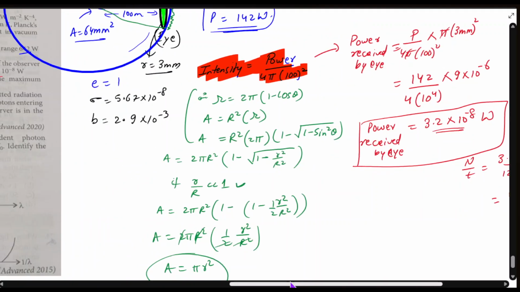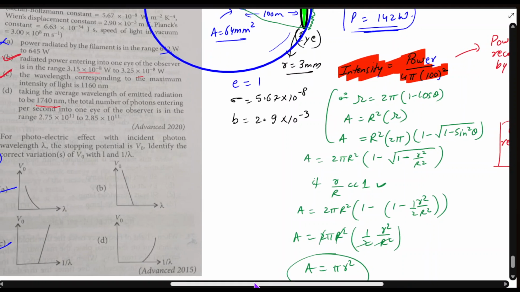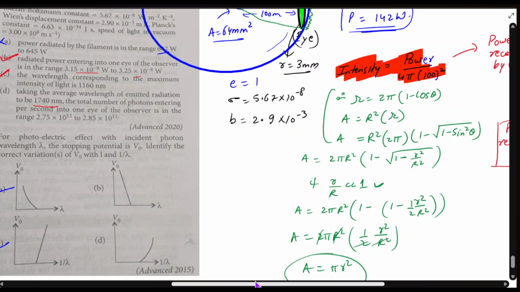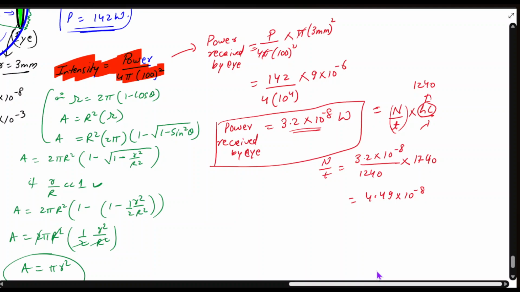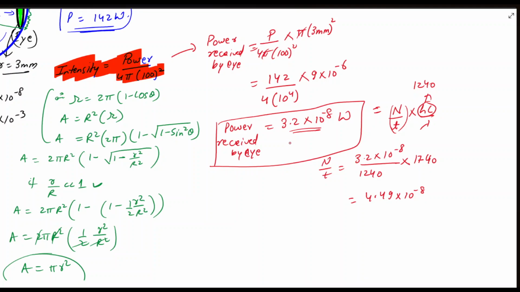Is the wavelength in nanometer or angstrom? So the wavelength is taken as 1740, right? So hc was 1240, it will be in the denominator, and 1740 will be in the numerator. If I use the equation 3.2 into 10 raised to power minus 8 into lambda, which is 1740 into 10 raised to power minus 9, right?